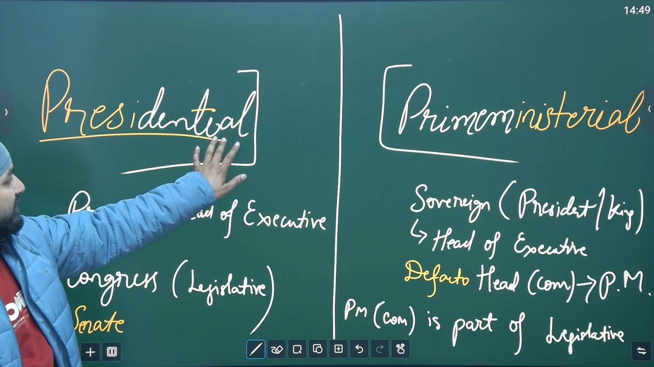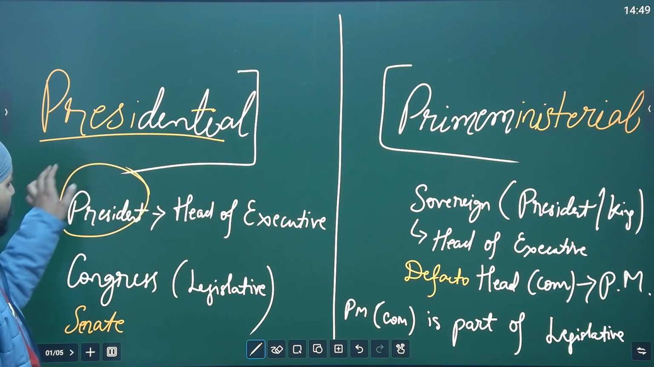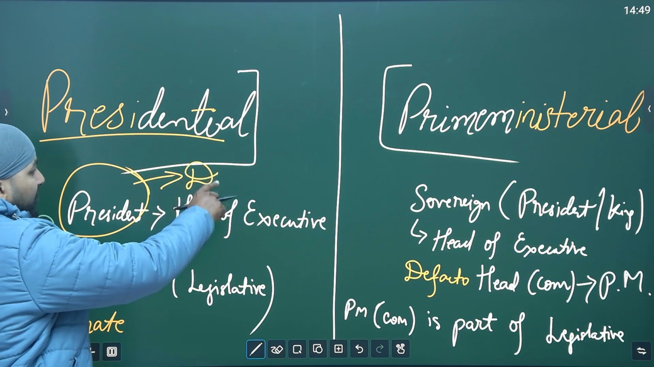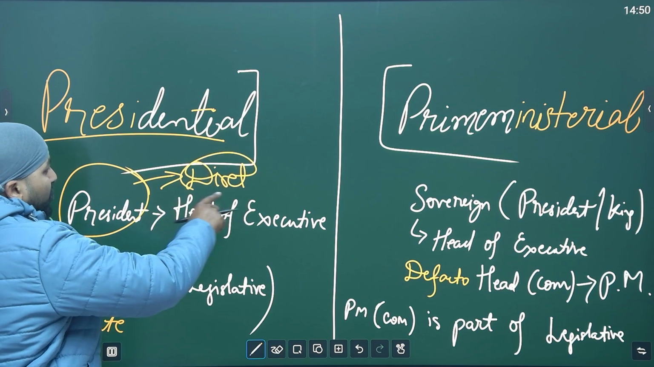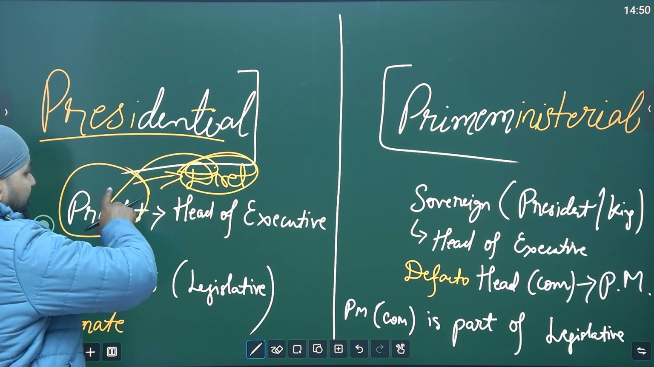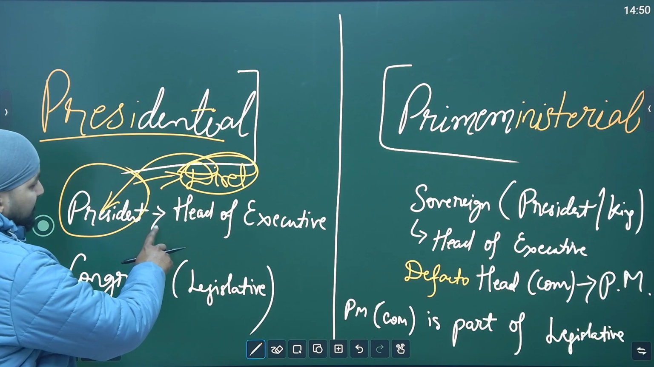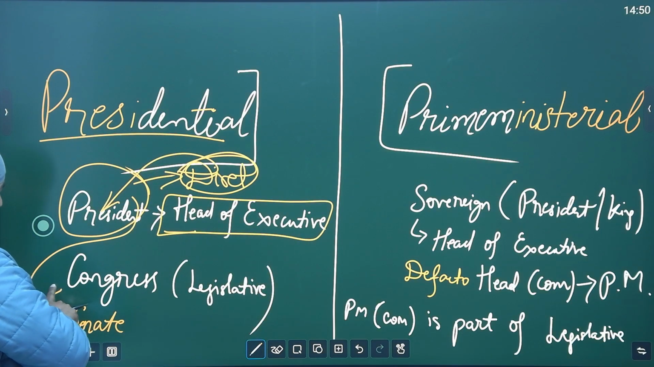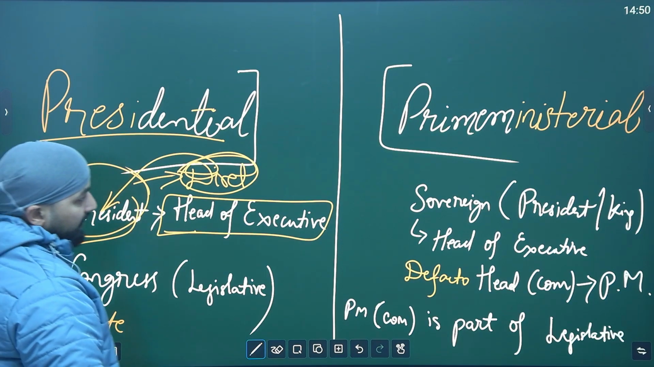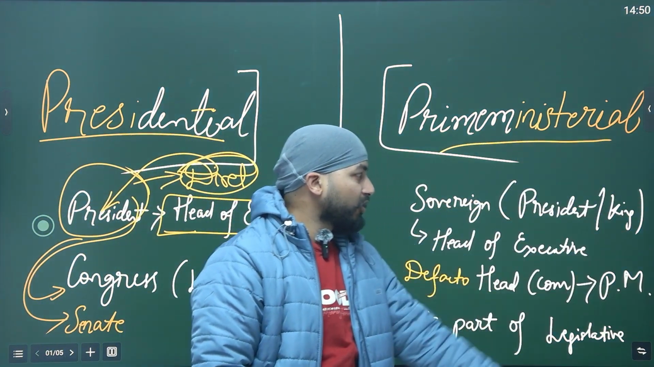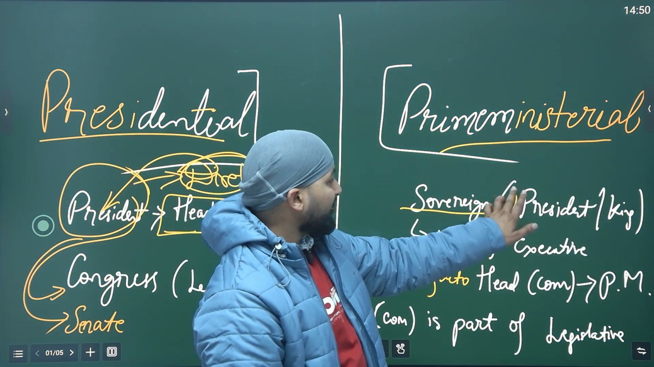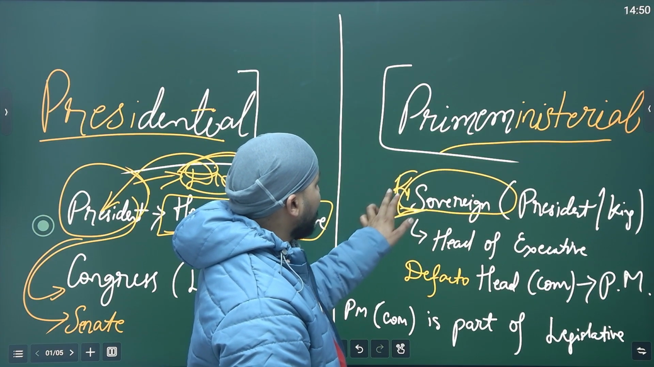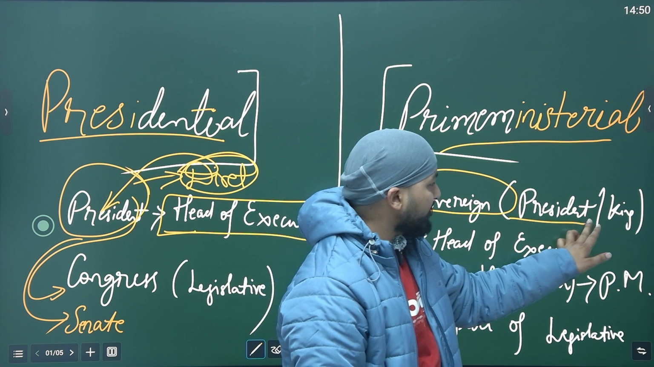In presidential system, what happens is there is a president who is directly elected by the people, but this election is not 100% direct. They vote for electoral college, that electoral college decides the president. Okay, he is the head of the executive. He has no role in the Congress or in the Senate. Here in this case, prime ministerial form of government, the sovereign authority, it can be a king or it can be an elected sovereign, that is a president.